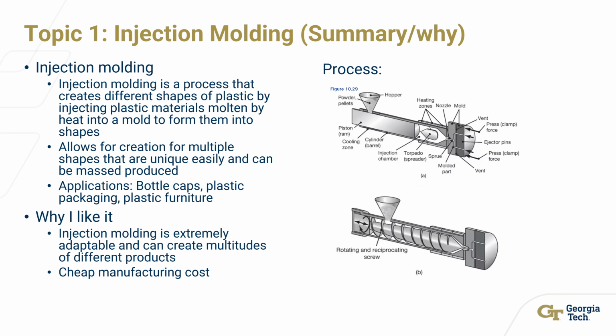You'll find it in most general plastic objects that are scattered around your everyday life, bottle caps, plastic packaging, things like that that can be created in small molds. There are also several different attachments and tools you can use to create different geometries. I like it because it's extremely adaptable and can create a multitude of different products out of plastic very easily. It also has a very cheap manufacturing cost.